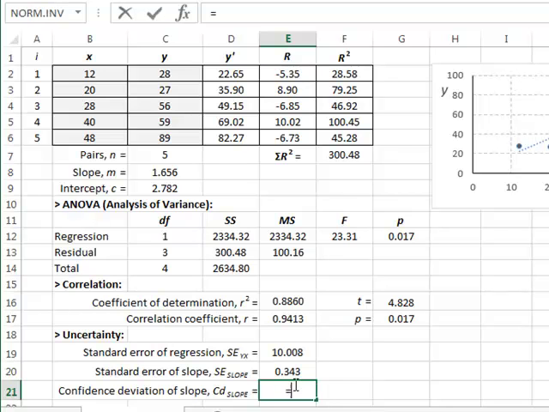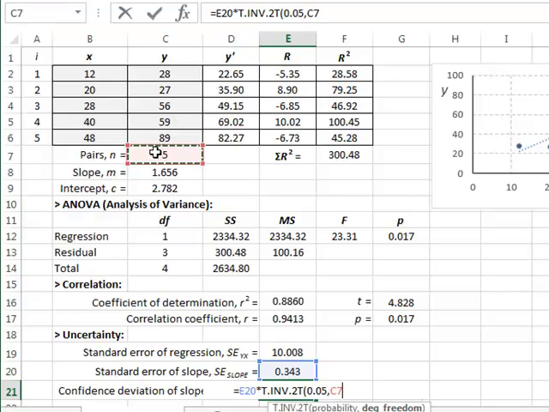And then to convert this into a confidence deviation of the slope, we take the standard error and we multiply by the relevant t-value, which will be the probability of 0.05 for a 95% confidence interval, with the degrees of freedom in this regression calculation now being the original number of data values, but in this case minus 2, giving us the confidence deviation in the slope.